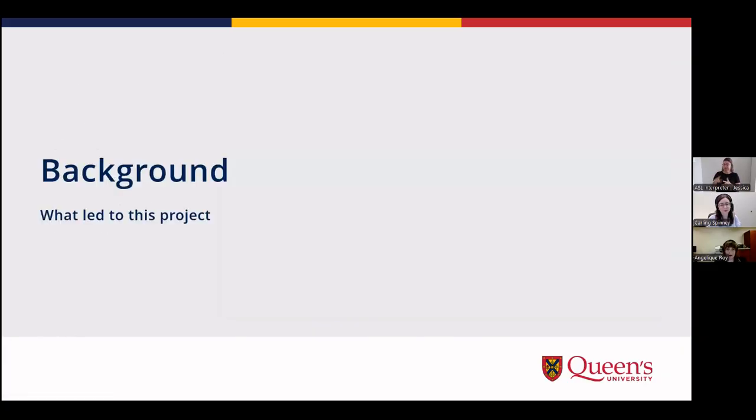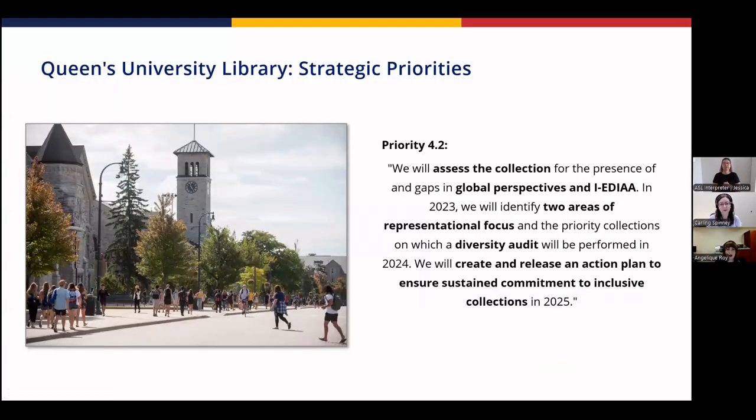So let's start with the background. What led us to this project? On the screen, there is a photo of students walking past the 100-year-old Douglas Library on the Queen's campus. In late 2022, the Queen's University Library released its 2022 to 2025 strategic plan, which outlined 6 strategic directions aligned with the university. This is a statement from the strategic plan for priority 4.2, which seeks to assess the collection for the presence of and gaps in global perspectives and IEDIAA.